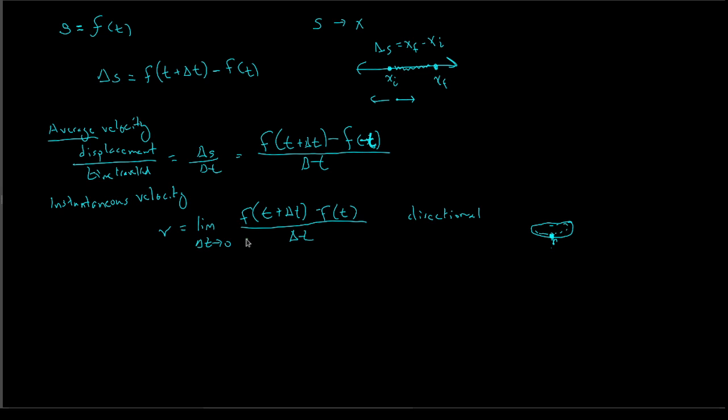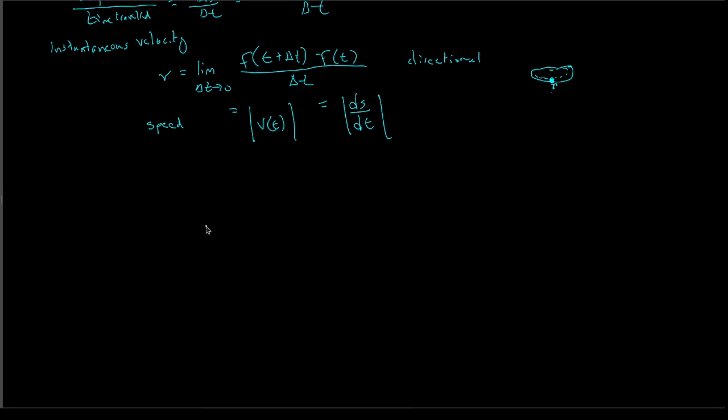To deal with the positional displacement versus distance, we have a concept called speed, which is the absolute value of the velocity, or ds over dt. And I have been trying to say this continues.